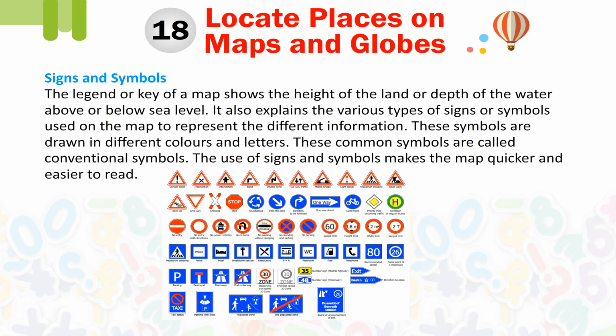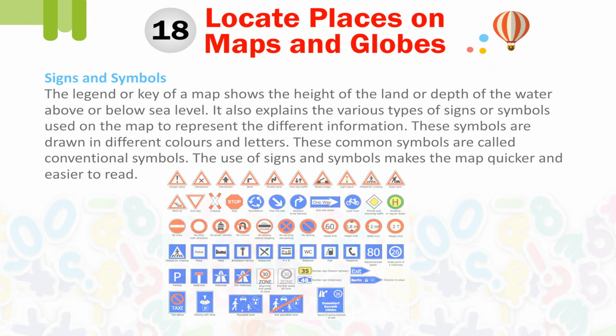Signs and symbols. The legend or key of a map shows the height of the land or depth of the water above or below sea level. It also explains the various types of signs or symbols used on the map to represent the different information. These symbols are drawn in different colors and letters. These common symbols are called conventional symbols. The use of signs and symbols makes the map quicker and easier to read.